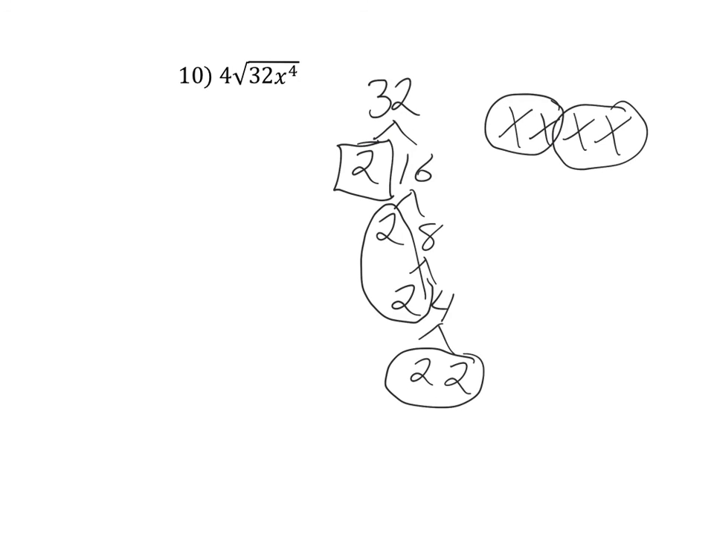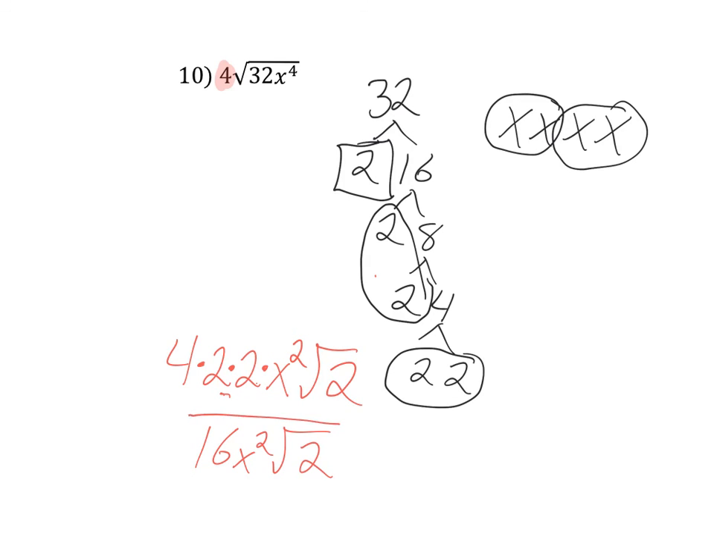So let's go ahead and multiply this out. So this 4 that is right here, we're going to put that down first. So I have 4. Both of these 2's, so times 2 times 2 times x. How many circles do we have? 2 of them. So I have x squared radical 2. So 4 times 2 is 8. 8 times 2 is 16. So I have 16x squared radical 2.